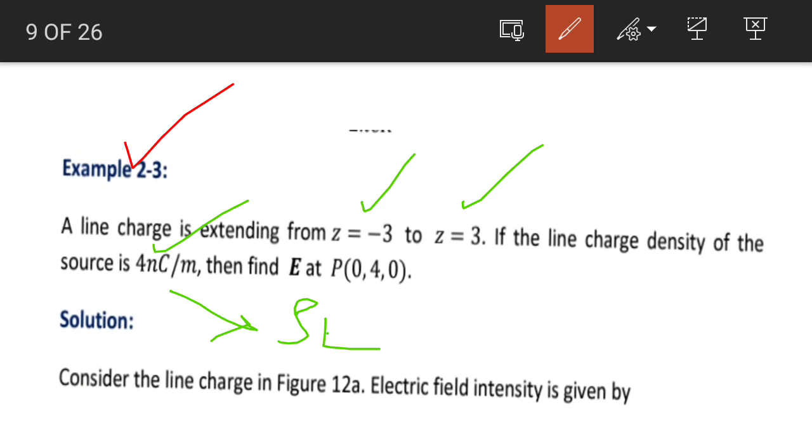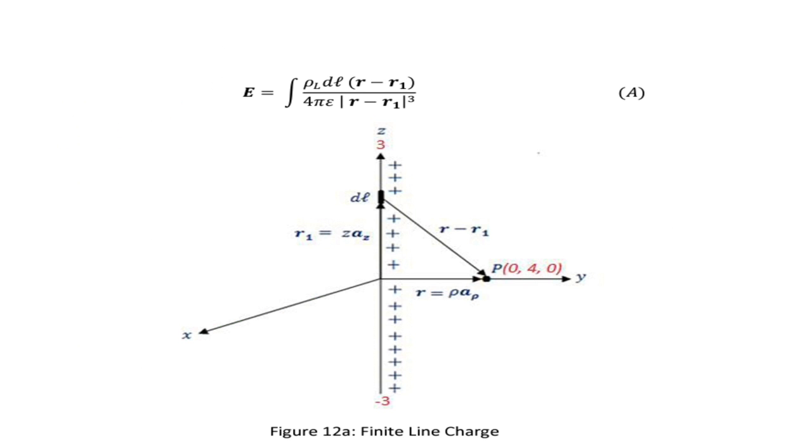And then we need to find out the electric field intensity at this particular point. The point is in the rectangular coordinate system. The x coordinate of the point is 0, the y coordinate of the point is 4, and the z coordinate of the point is 0 as well. So let us consider the figure for example number 3. This is the figure for example number 3.